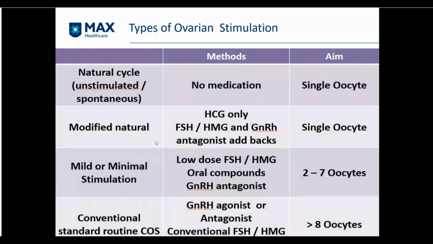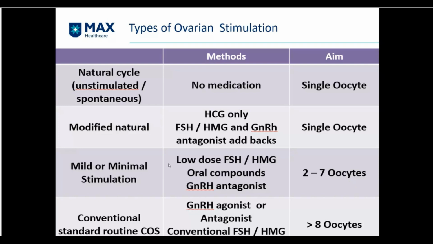In the natural cycle, we don't give any medication, with the aim just to retrieve a single oocyte. The modified natural protocol is also the same. It's just that when the follicle reaches 16 to 17 millimeters, we give HCG so that we can time our retrieval. Here also the aim is to recover a single oocyte.